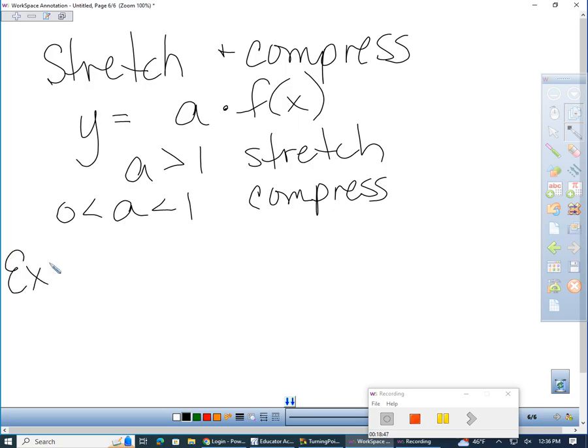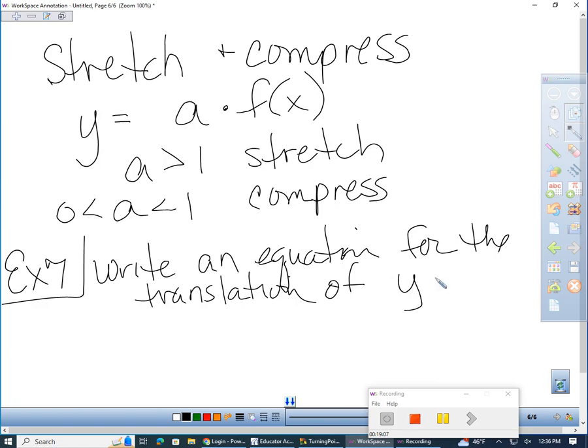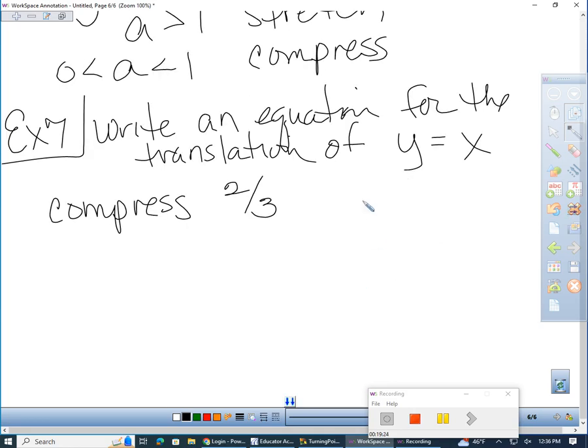So here's example number 7. Write an equation for the translation of y equals x. So let's say I want to compress 2/3. My function now becomes y equals 2/3 x.